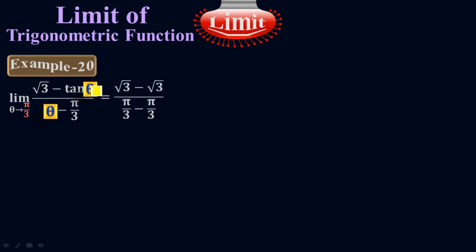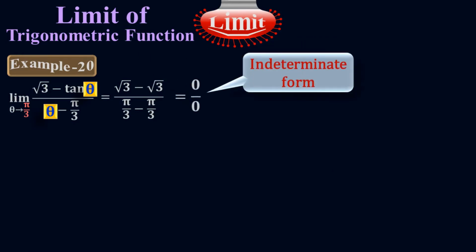Just directly put theta equals pi over 3 because theta approaches pi over 3, which means that theta equals pi over 3. So when I put theta equals pi over 3, tangent pi over 3 equals square root of 3. Square root of 3 minus square root of 3 equals 0. Pi over 3 minus pi over 3 equals 0. I will get 0 over 0, which is an indeterminate form. I don't need an indeterminate form. Therefore, the direct substitution procedure doesn't work here.